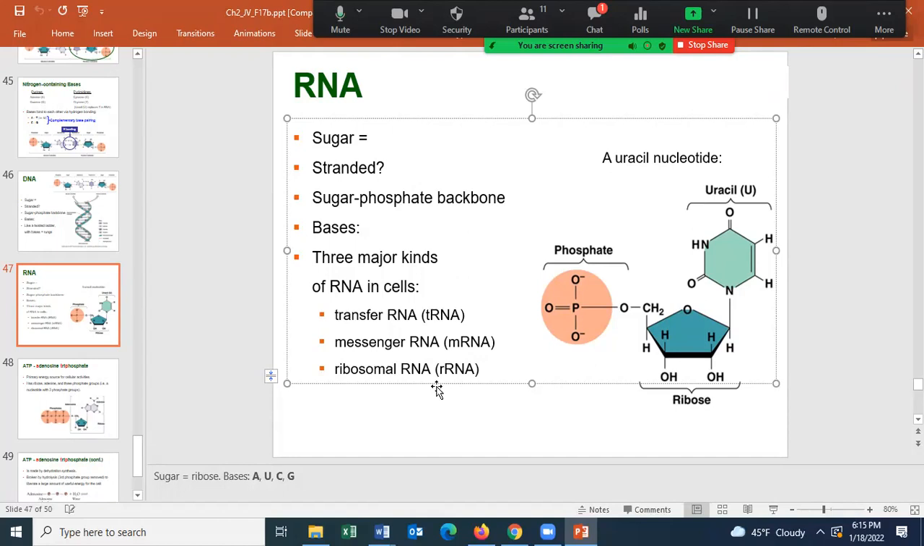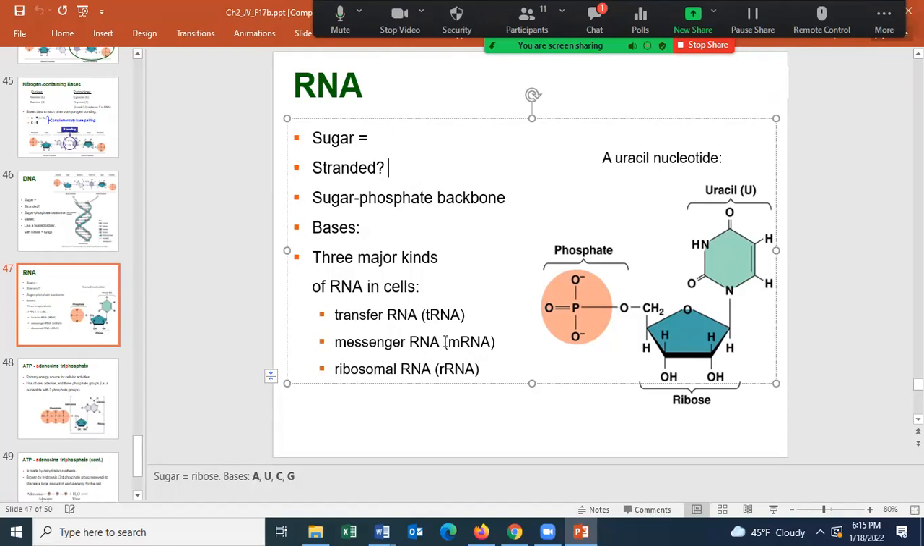They do different things, but I'm trying to say, what's the difference in their makeup? Do they have the same nucleotides? No. Guess again. Yes, they have the same nucleotides. The only difference in tRNA, messenger RNA, and rRNA is the sequence of those nucleotides.